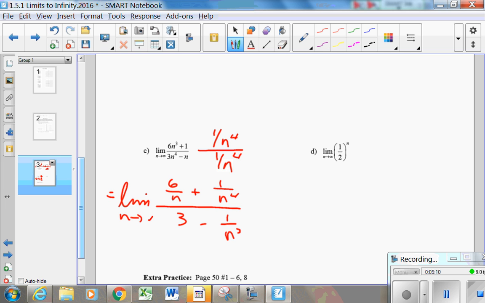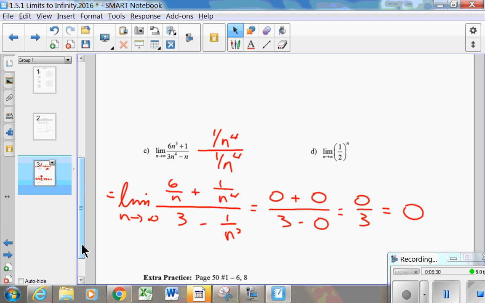And now I want to put infinity in because I can. 6 over infinity, 0. 1 over infinity, 0. 3 is the constant. It does not change. 1 over infinity, 0. This gives me 0 divided by 3, and that's okay in math. We can divide by 3, we just can't divide by 0. So 0 divided by 3 is 0. As this graph goes closer and closer to infinity, you get closer and closer to the number 0. So that's what you're going to do. On page 50 you have questions 1 to 6 and number 8. You want to be able to use the constant term skills and your rational function skills to evaluate limits at infinity.